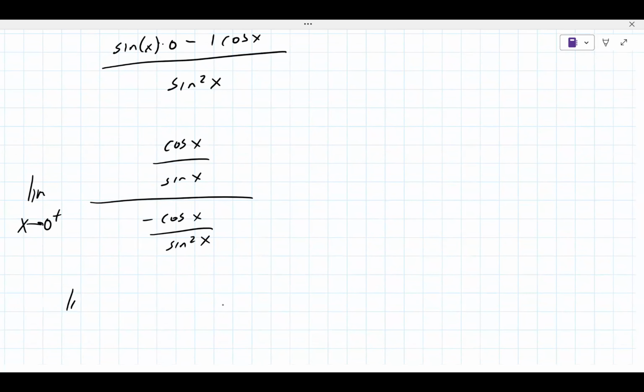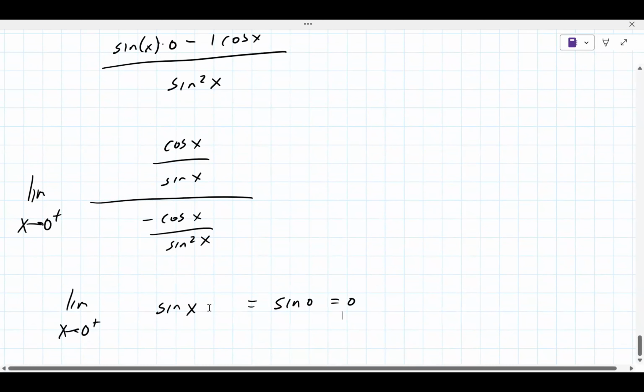Yeah, it becomes the limit as x approaches zero from the right of sine x. Sine of zero is zero. Yeah. Questions on these? No.